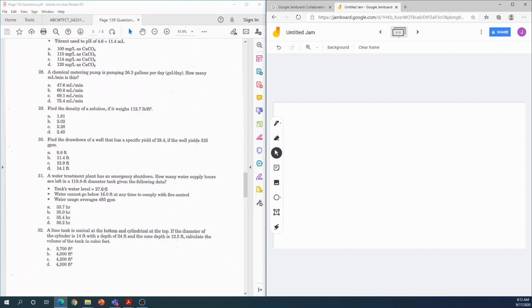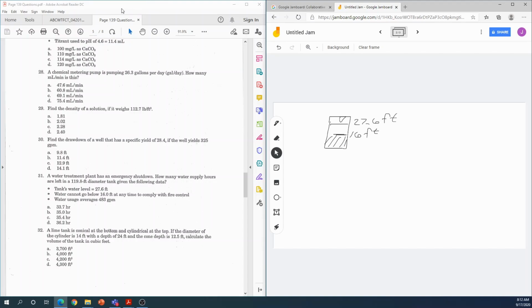So let's look at the tank. Got a big water tank sitting up on the hill. Our water level right now is 27.6 feet. And we know we cannot go below 16 feet because this is our emergency fire storage.